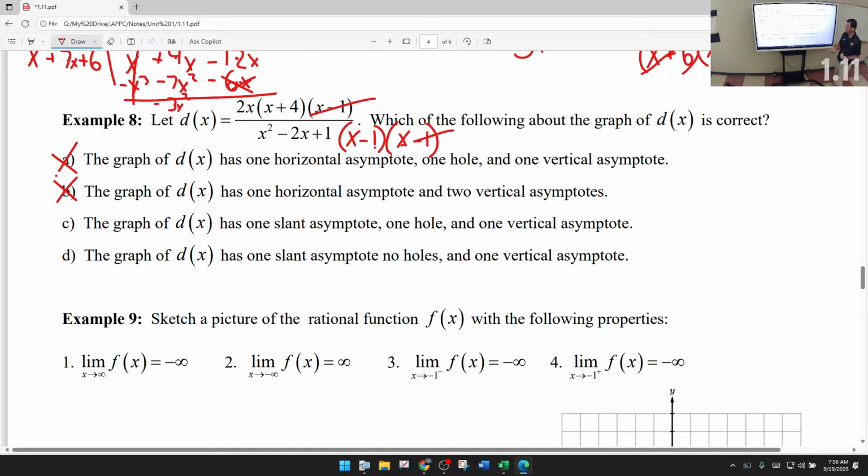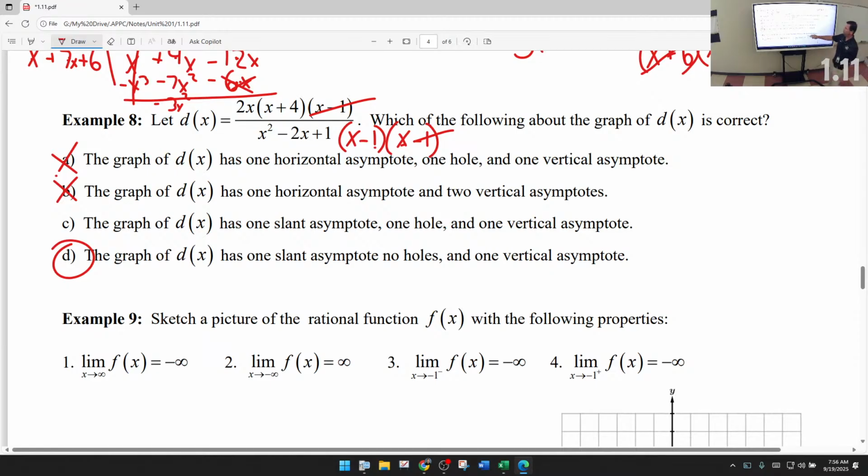So it has 1 slant, no holes. No, you can't have an asymptote with a hole. It's either a hole or an asymptote. Once it gets to asymptotes, guys, it just shoots way up or it shoots way down. It doesn't jump over and just do the same thing. It just can't do that. So it has 1 slant, no holes, 1 vertical, D.